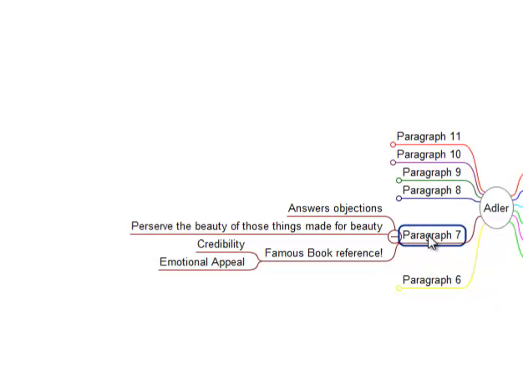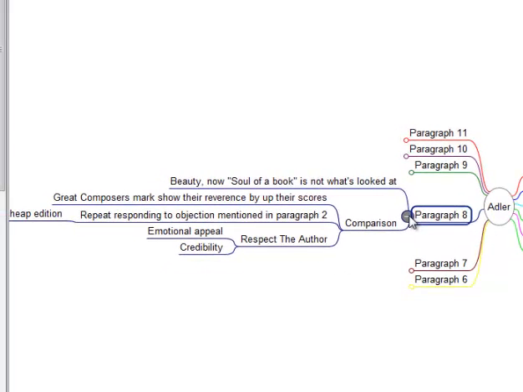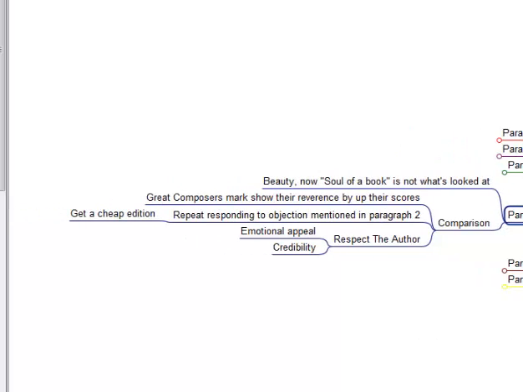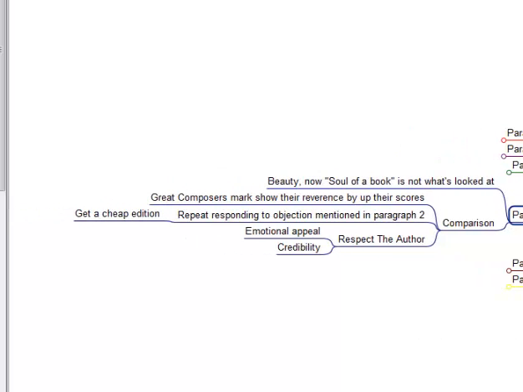All right, let's move on to number 8. Now he goes from the beauty to the soul of a book. I want you to begin to understand how the language is working. The beauty of the ownership is beauty. Now beauty shifts to the soul of the book, which is what he looks at.